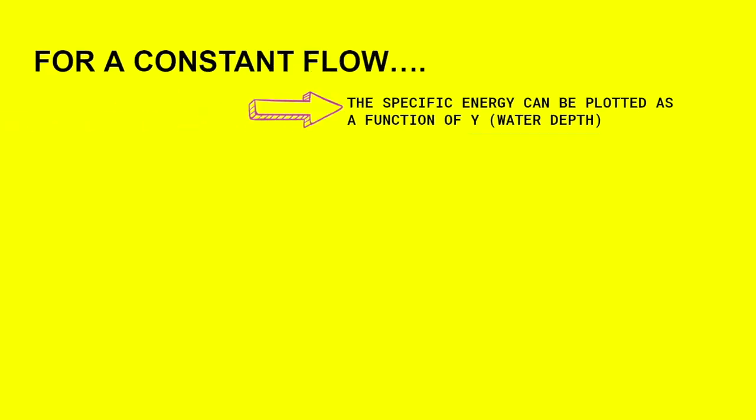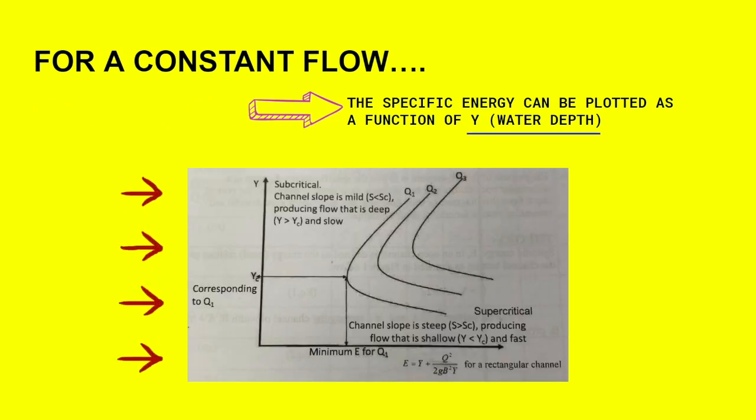For a constant flow, the specific energy can be plotted as a function of y, which is the water depth. As seen in the graph, y is the dependent variable, but it's plotted on the y-axis rather than the x-axis. This makes it easier for someone to read the graph.